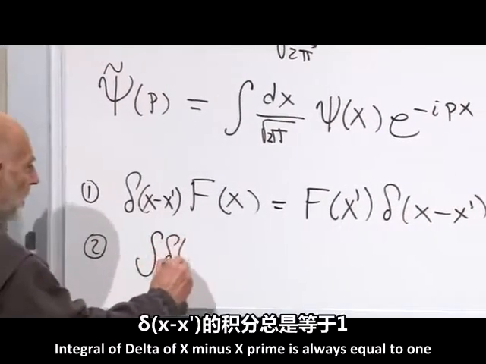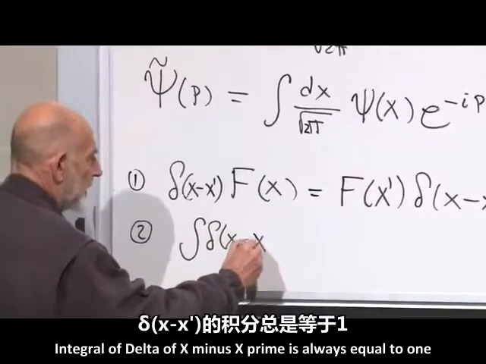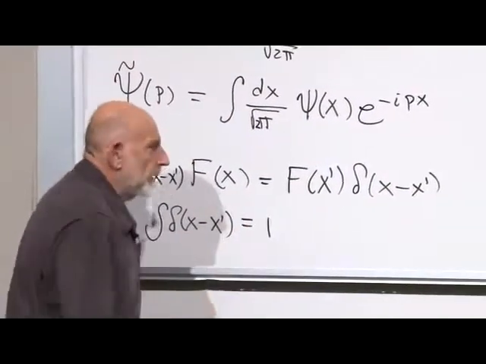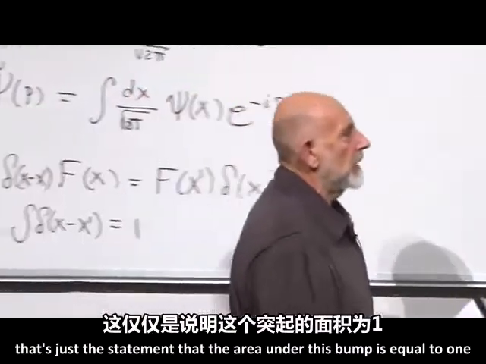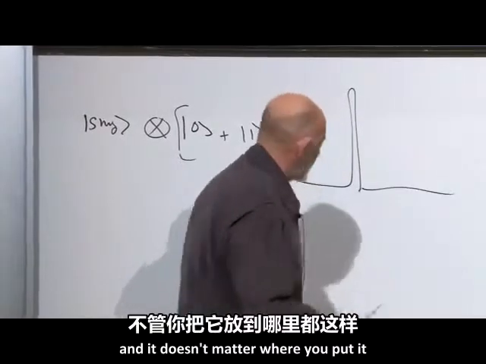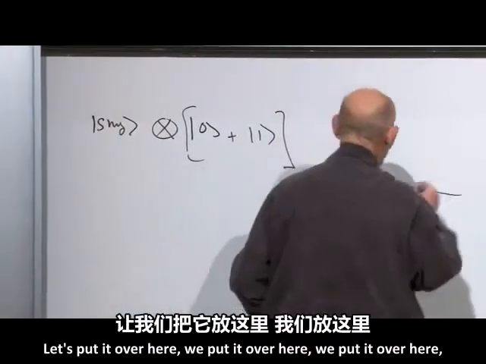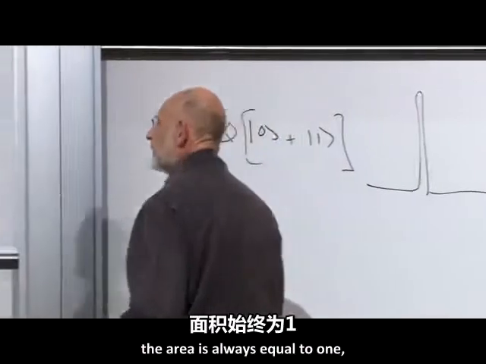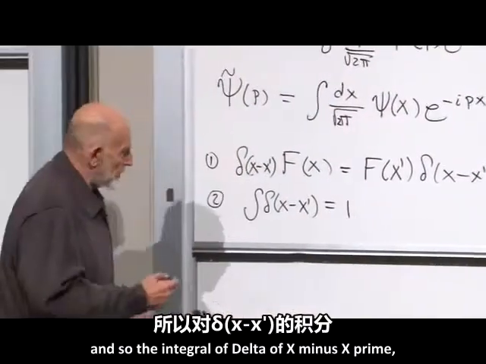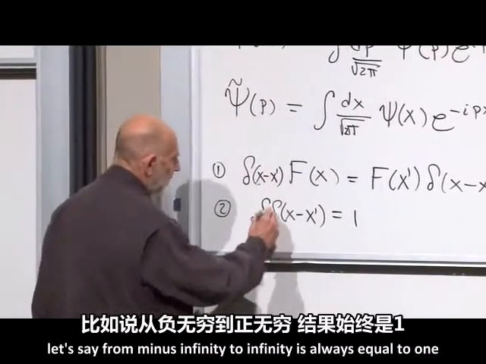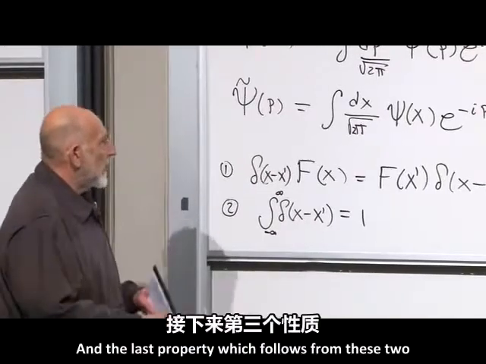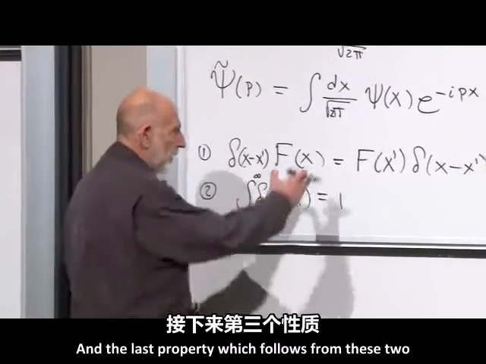The integral of delta of x minus x prime is always equal to 1. That's just a statement that the area under this bump is equal to 1, and it doesn't matter where you put it. Put it over here, or over here, or over here. The area is always equal to 1. And so the integral of delta of x minus x prime, from minus infinity to infinity, is always equal to 1.